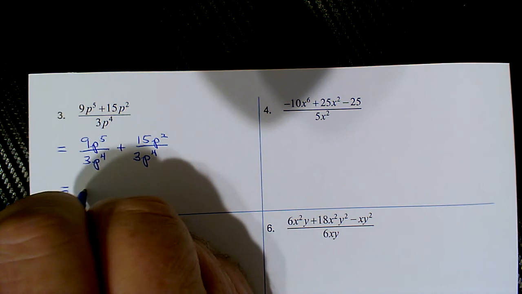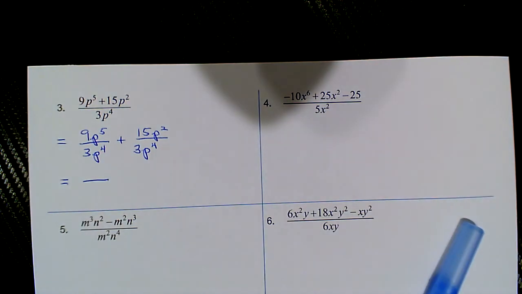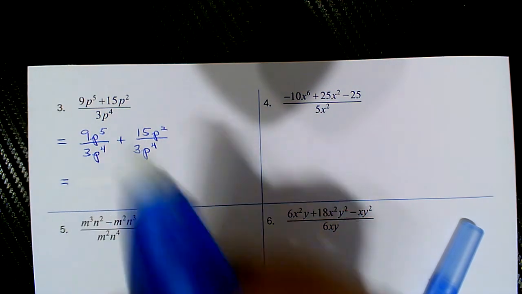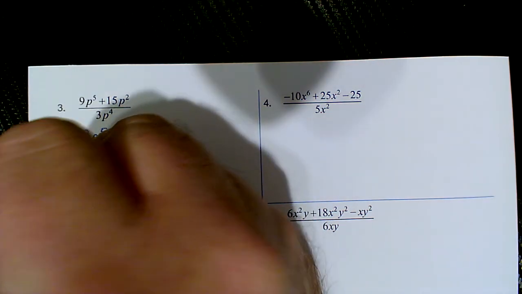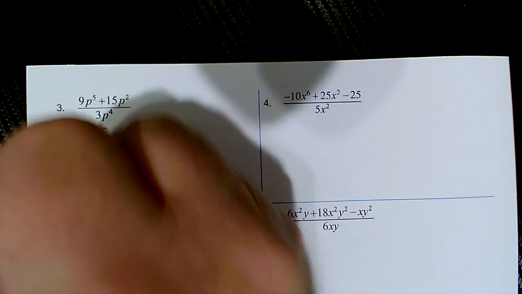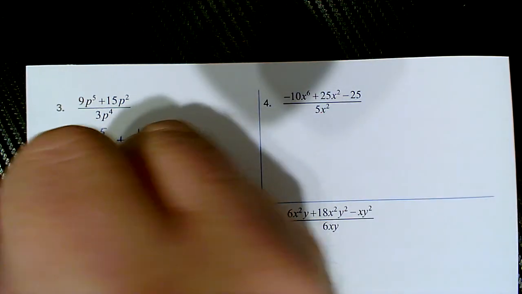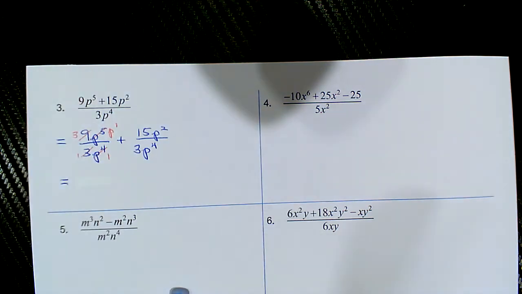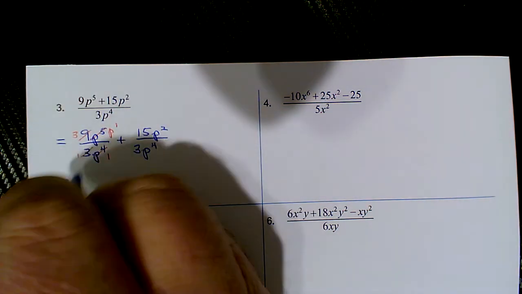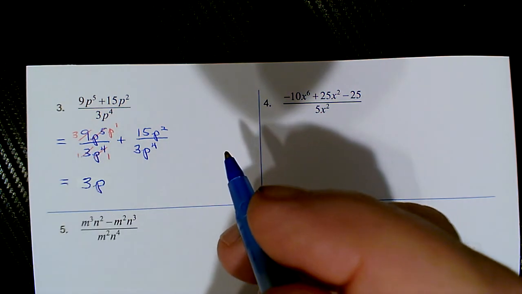And here's where it's easier to think about cancellations now. Rather than showing explicitly like I've done in the past, you could think that 3 goes into 9 3 times. But then these common factors of p to the 4th and p to the 5th are canceled to leave us with p to the 1st in the numerator. So that's just 3p to the 1st over 1, or 3p.